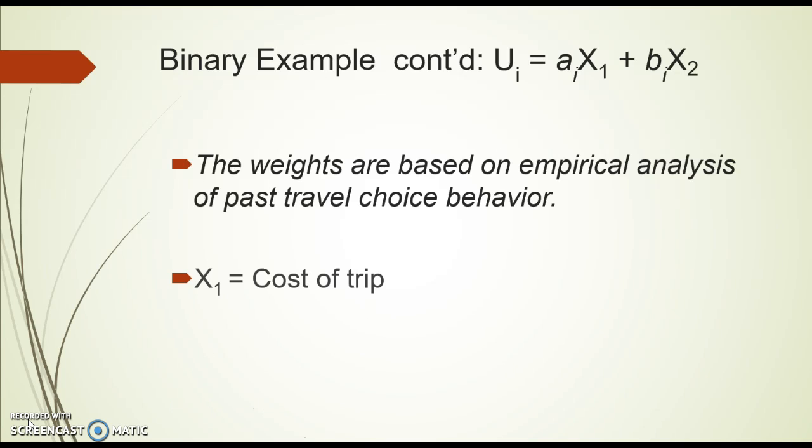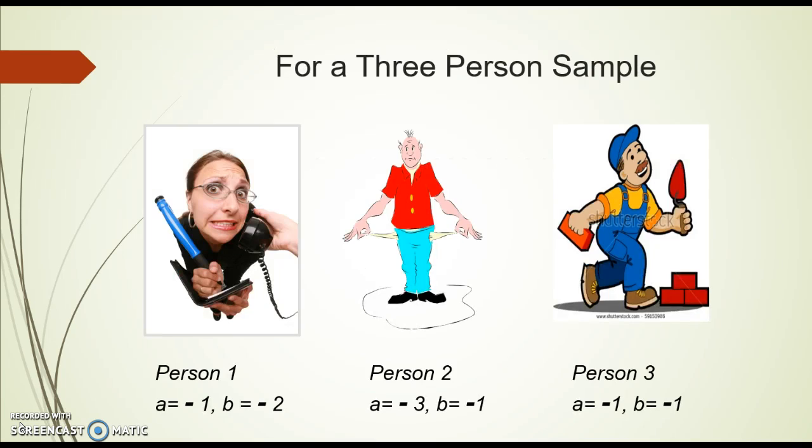In our case, x1 is the variable that defines the cost of the trip, and x2, the variable that defines the time spent traveling. So here we have set up our modal choice model in terms of the utility function, Ui equals ai x1 plus bi x2. We have defined ai and bi as parameters of that function, and we have defined x1 and x2 as the cost of the trip and the time spent in the trip. So let's now see what our sample of persons that we are going to look at in terms of the trip making, what a sample looks like.